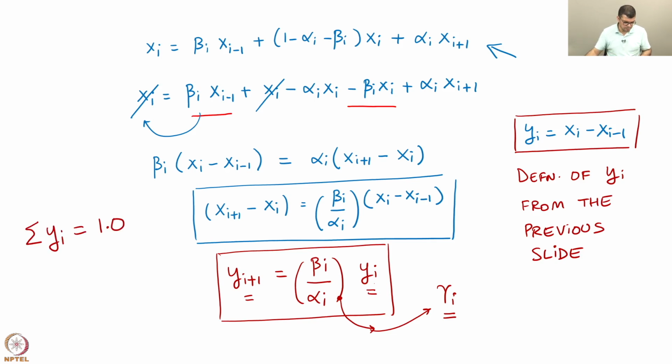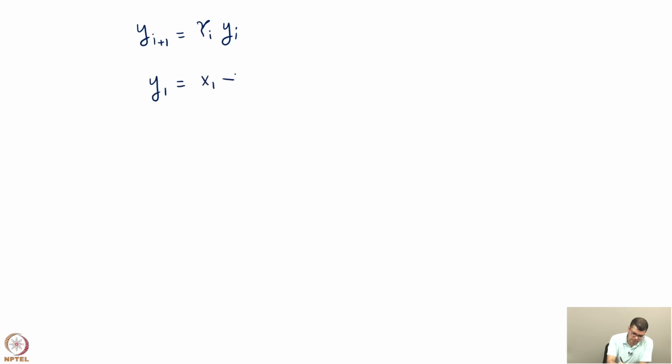So, we will start from the first definition of the y's. So, if we start defining the y's, first of all we have an equation that yi plus 1 is equal to gamma i times yi. We know that y1 is simply equal to x1 minus x naught, that comes from the definition of yi, but x naught is simply 0, that we have known for some time. So, the first result I get is y1 is equal to x1.